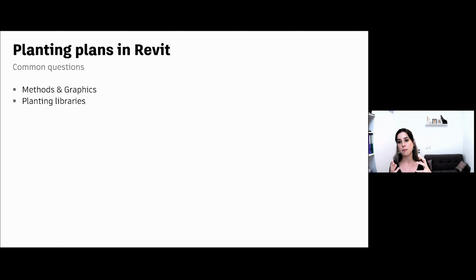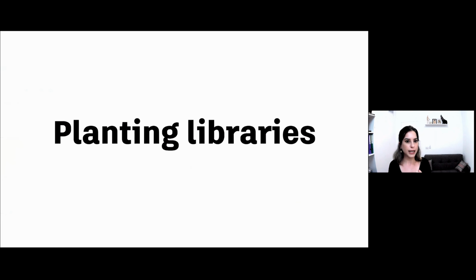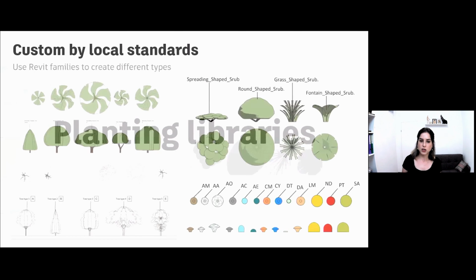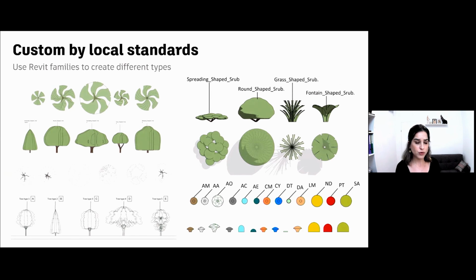The first one is about the methods and graphics, so the overall approach on what Revit tools I should utilize for this purpose. And the second one is about the planting libraries, and I would actually like to start with the second one. So, planting libraries. There are several approaches to this. My approach, and if you already work in Revit, if you're a BIM manager, this is nothing for you, is out of the box Revit tools. You could just take families, take different family types, different families of plantings, and just create different types. So you have your local custom-made family.